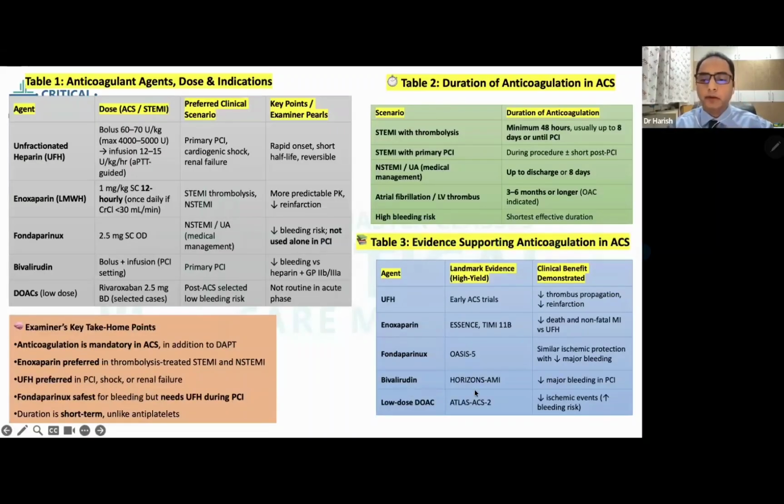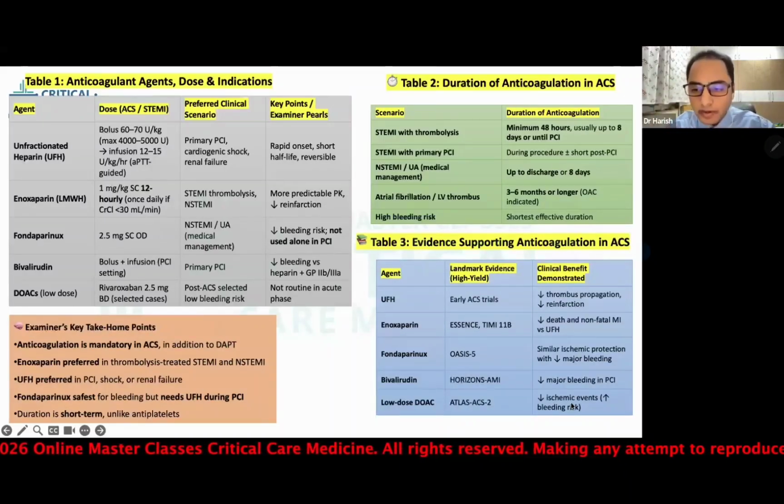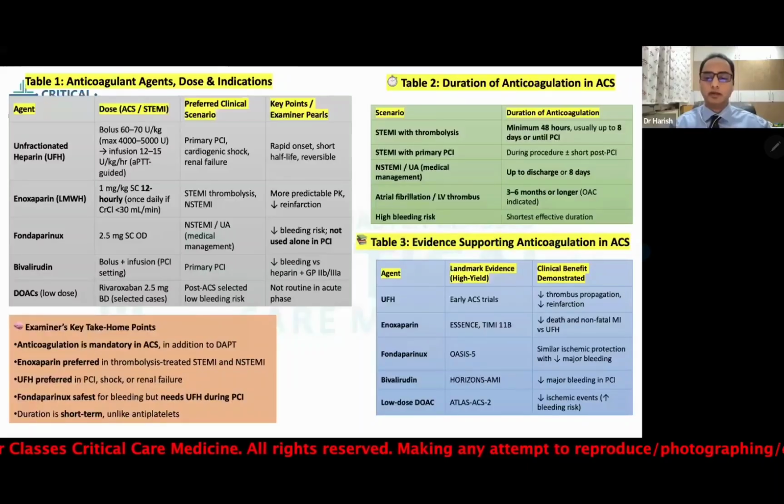Bivalirudin, the HORIZONS-AMI trial. It helps in reducing major bleeding in PCI patients. Then low dose direct oral anticoagulant with rivaroxaban, that is the ATLAS ACS 2 trial. It decreases the ischemic events, but the problem is the increase in bleeding risk.